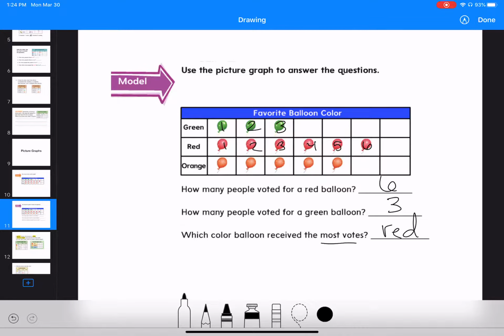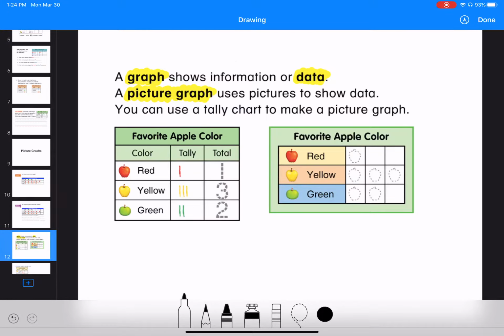So when you are going to make a picture graph, you would first use a tally chart to collect your data, to take surveys. So you're asking people these questions. Then you would use your tally chart to turn it into one of these picture graphs. So a graph shows information. Another word for that is data. A picture graph uses pictures to show data. You can use a tally chart to make a picture graph.